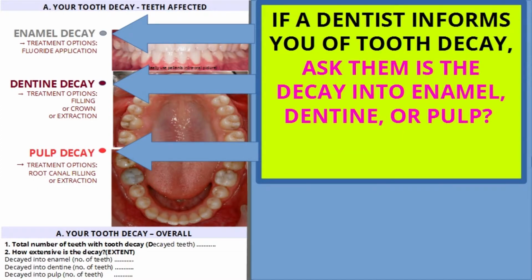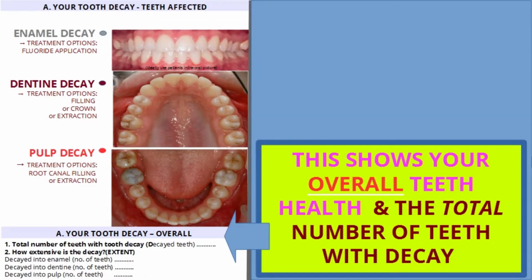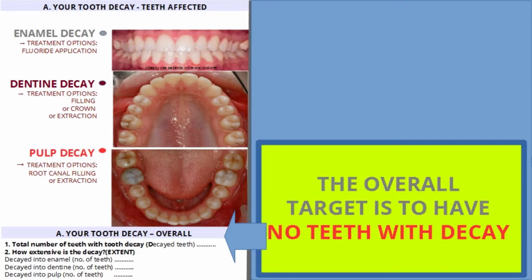If a dentist informs you of tooth decay, ask them, is the decay into enamel, dentine, or the pulp? This shows your overall teeth health, and the total number of teeth with decay. The overall target is to have no teeth with decay.